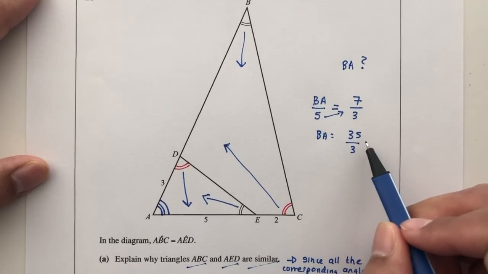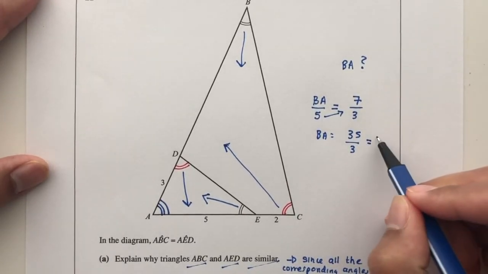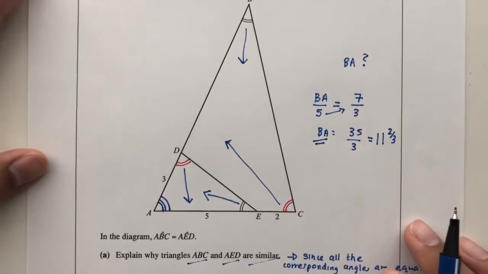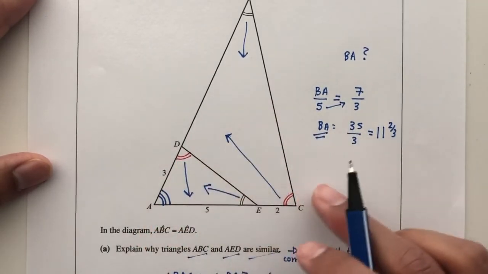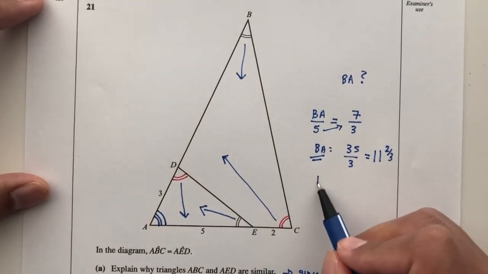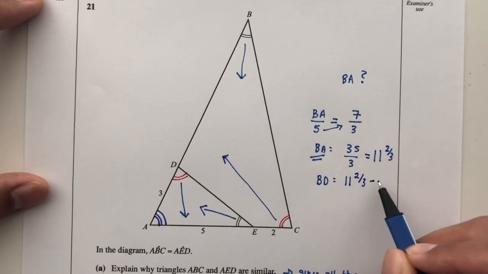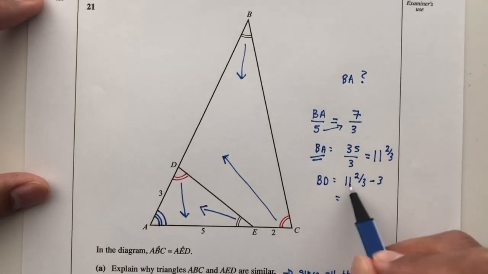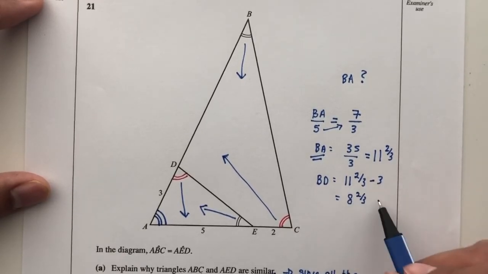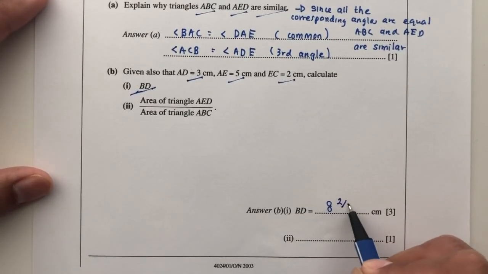Now we can simplify. 3 times 11 is 33, so that's 11 and 2 over 3. That's the length of BA. Now BD is equal to BA minus DA, so BD is equal to this minus 3. 11 minus 3 is 8, so 8 and 2 over 3 will be the length of BD.